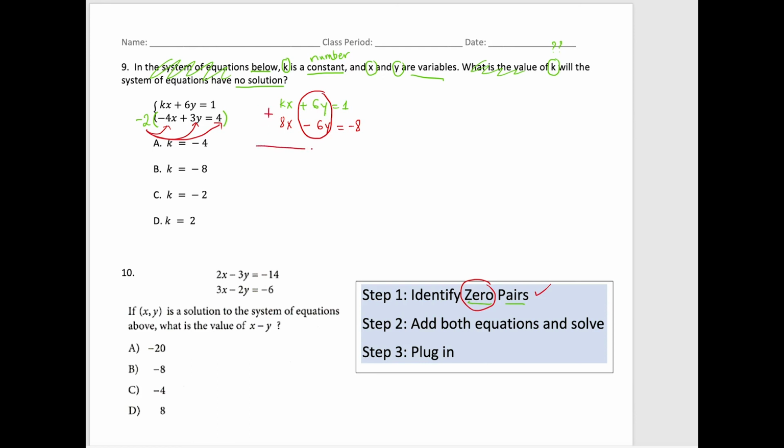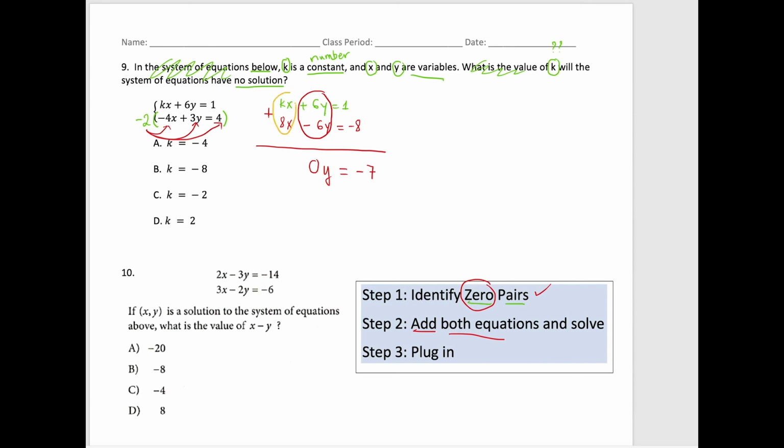So I'm going to add both of them. All right? So I'm going to add both equations. This is going to give me 0y equals 1 plus -8, which is going to give me -7. Wait a minute. I would like to talk about this. I'm going to change color just so you can see better.